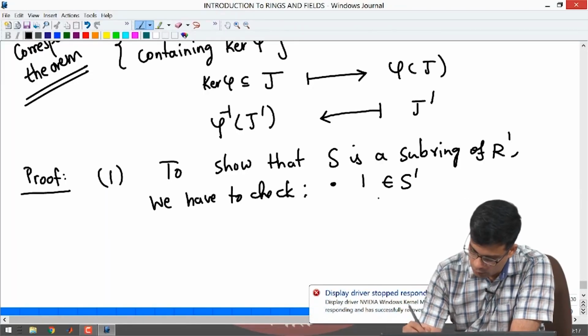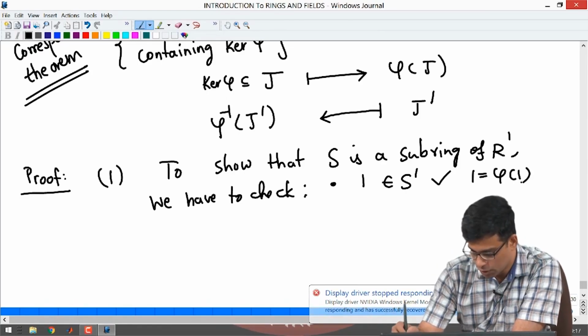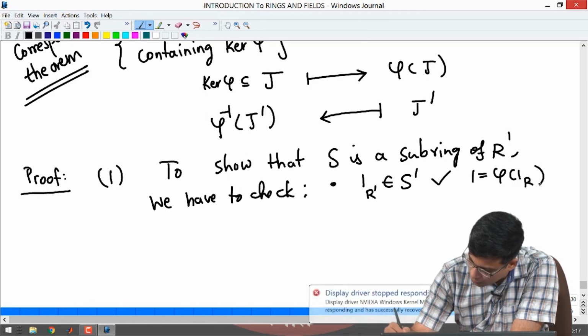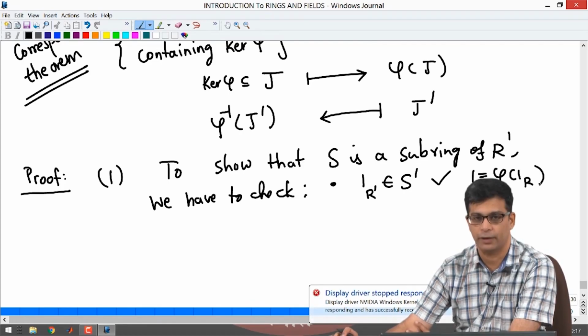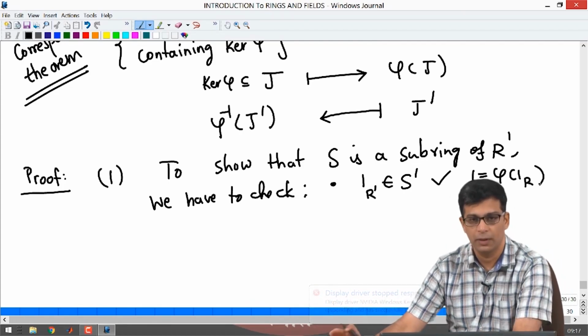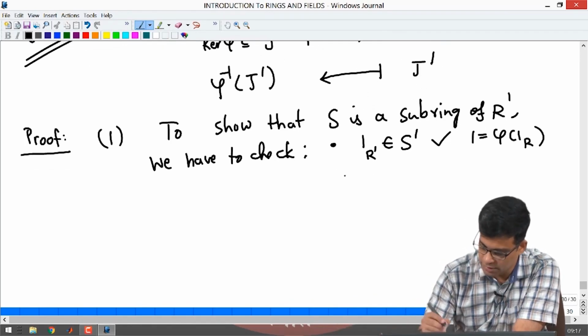Is 1 in S prime? Yes, because 1 is phi of 1. So, here of course I mean 1 of R prime and here I mean 1 of R. I am writing this just for clarity. If you take the multiplicative identity element of R, its image under a ring homomorphism by definition is the multiplicative identity of R prime. So, 1 is in S prime.